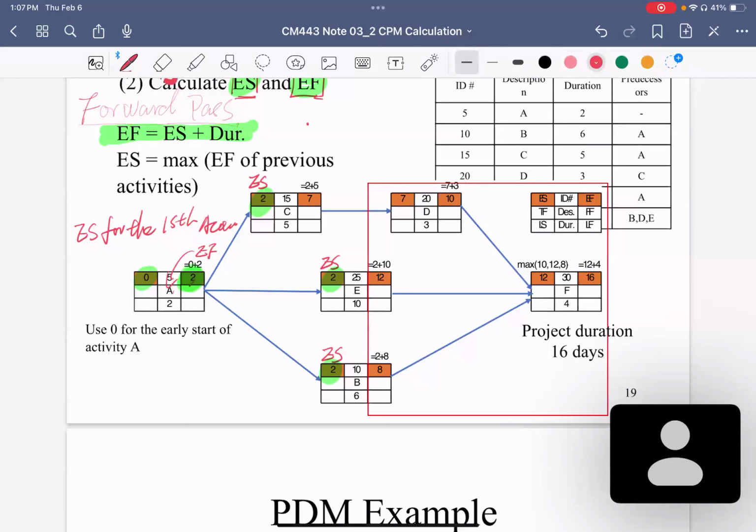Since we know here is 2, we can add this 5 to get 7. We use this 2, adding the 10, getting 12. This 2 for B, adding the duration 6, getting 8. So that is why we have 2 plus 5 equal to 7, 2 plus 10 equal to 12, and 2 plus 6 for B. Here is 6, it's not 10. Any question?